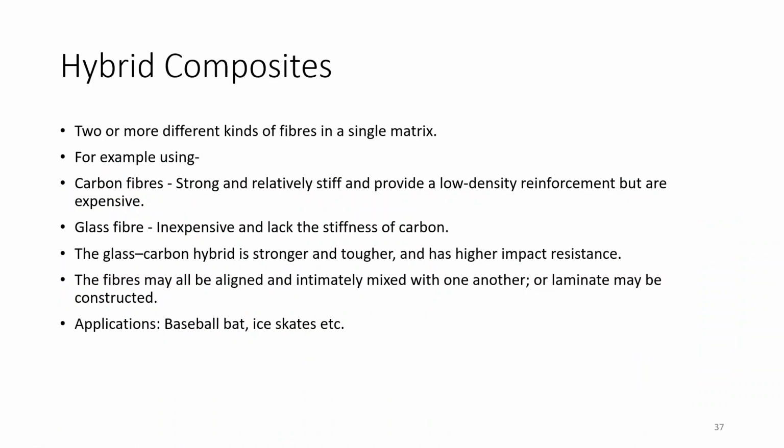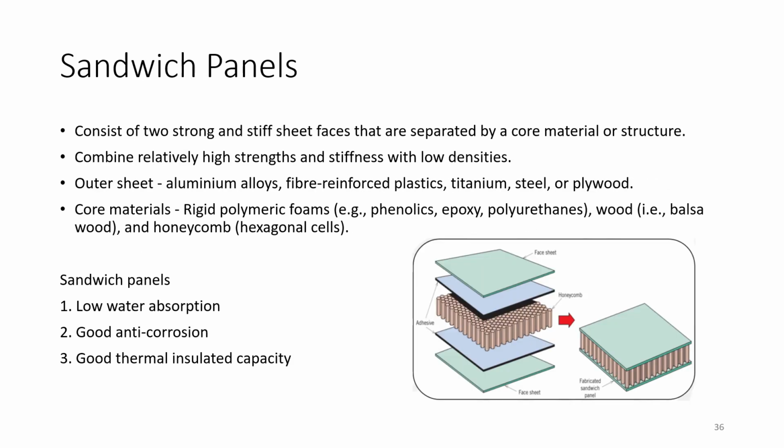Next is sandwich panel. It consists of two strong and stiff sheet faces that are separated by a core material or structure. It combines relatively high strength and stiffness with low density. The outer sheet consists of aluminum alloys, fiber reinforced plastics, titanium, steel or plywood. Core materials include rigid polymer foams. Examples include phenolics, epoxy, polyurethanes, wood, which is balsa wood, and honeycomb, which includes hexagonal cells.